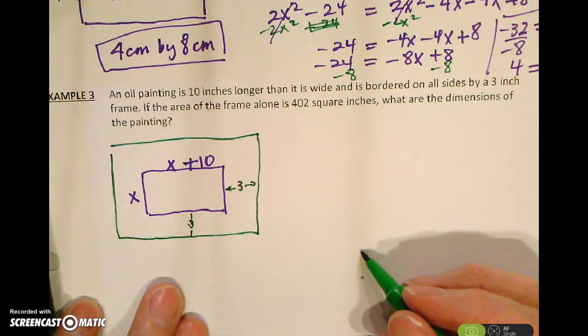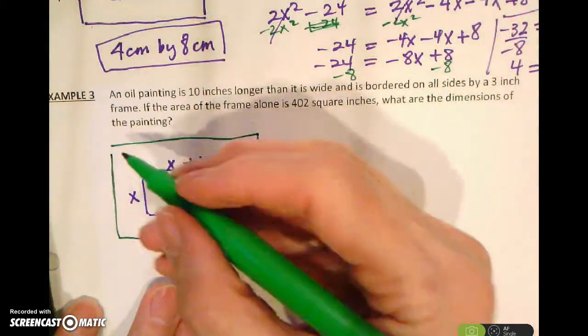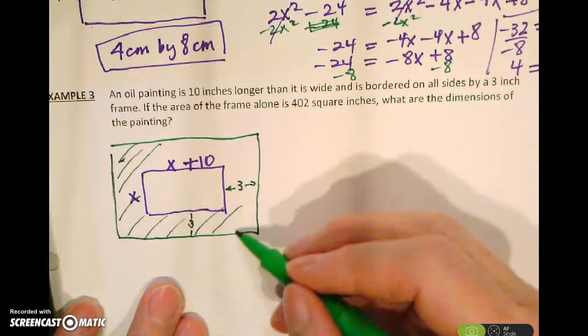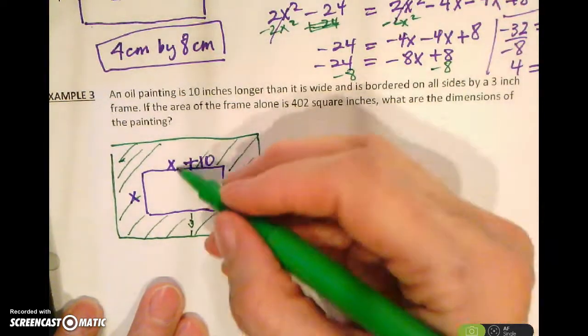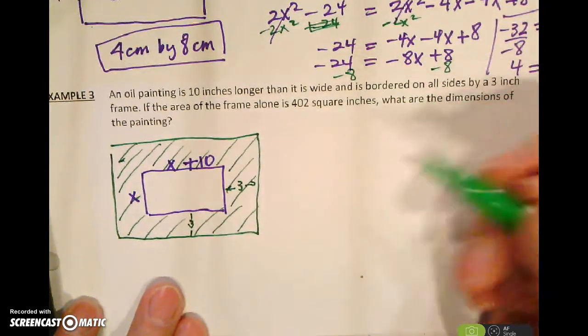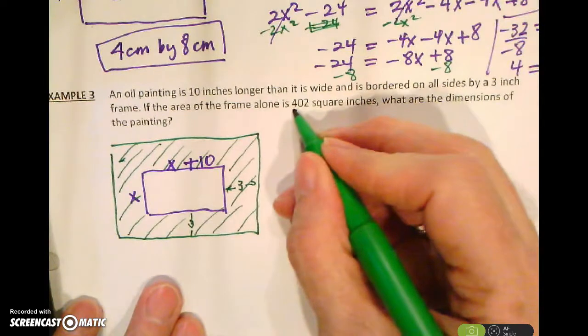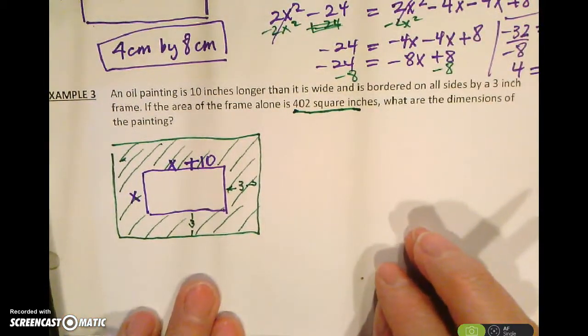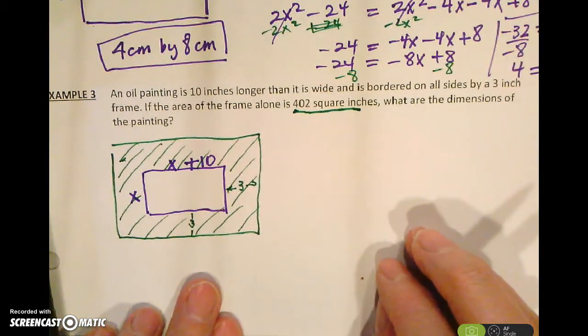And then it says if the area of the frame alone is 402 square inches. So what is the frame? Well, the frame is this area around it. So perhaps I'll shade that in right there. So there's my frame, and it's equal to 402 square inches. What are the dimensions of the painting?